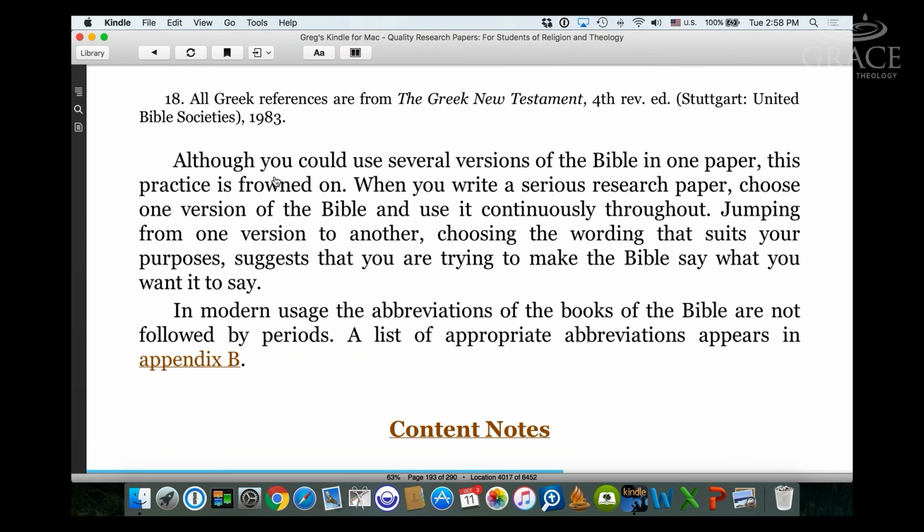And the reason is, if you jump around from version to version, it makes it seem like that one particular version doesn't really support your conclusions like another version. And so it makes the reader kind of think, well, maybe you're forcing some kind of meaning on the Bible. You're making it say what you want it to say. So it's probably better to just stick with one version of the Bible and use that version throughout your paper. I had never thought about that before, but I think that's a good policy to go with.